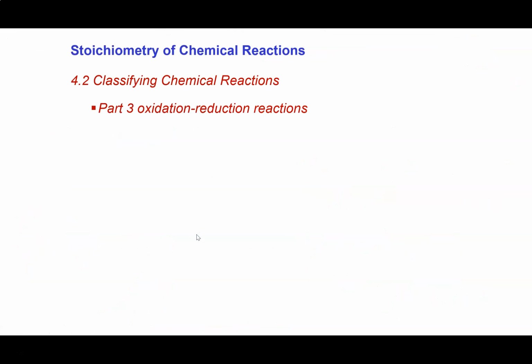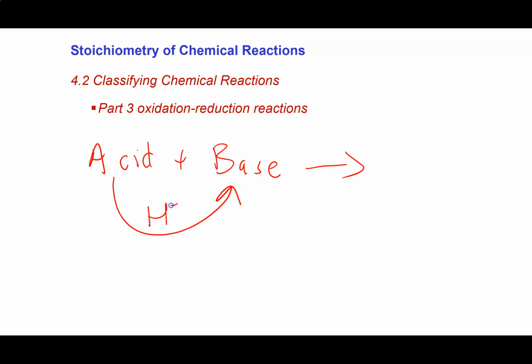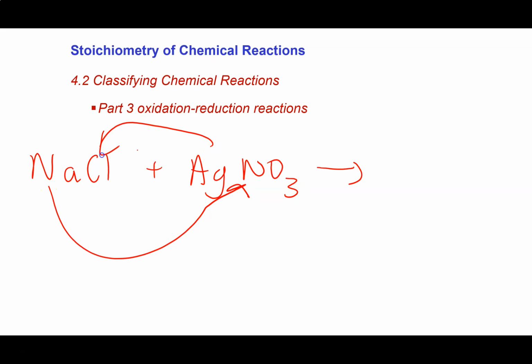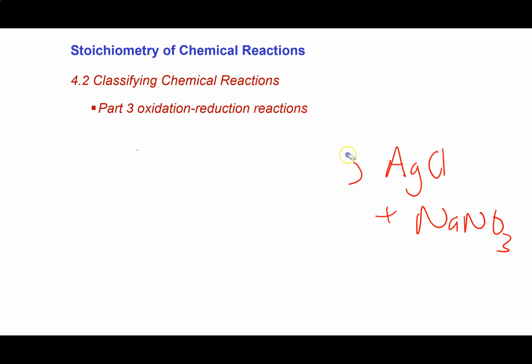So the third class of reaction that we're going to be looking at is a class of reactions known as oxidation-reduction reactions. So previously we were looking at acid-base reactions, and in an acid-base reaction what's happening is that protons are being transferred from the acid to the base. We also looked at precipitation reactions, and what's happening in a precipitation reaction is we have two ionic compounds and there is an exchange of ions and we form two new ionic compounds. In an oxidation-reduction reaction, we're not going to be transferring protons, we're not going to be exchanging ions.